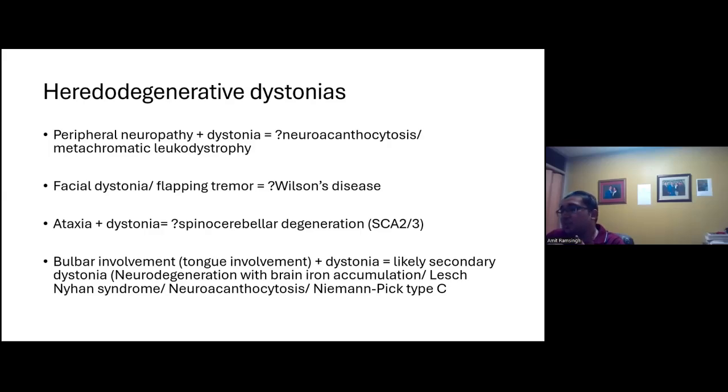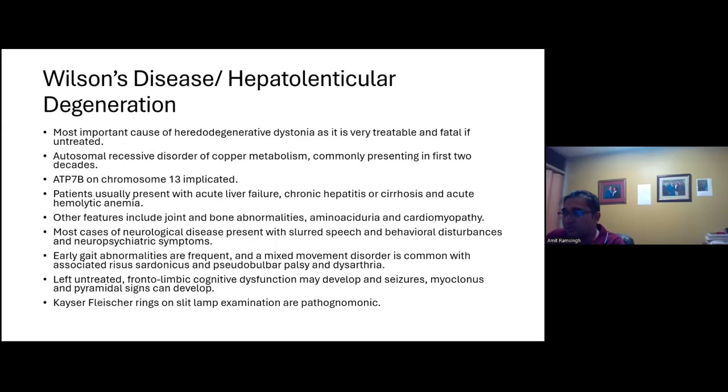If you have a patient that presents with prominent ataxia and dystonia, is this spinocerebellar degeneration, particularly type 2 or 3? And if they present with bulbar involvement, mainly of the tongue, right, could this be secondary to a number of different disorders, such as brain iron accumulation disorders, Lesch-Nyhan, Niemann-Pick type C? So it's just a basic algorithm in order to get you thinking of the secondary types of dystonias, which again is more or less beyond the scope, right?